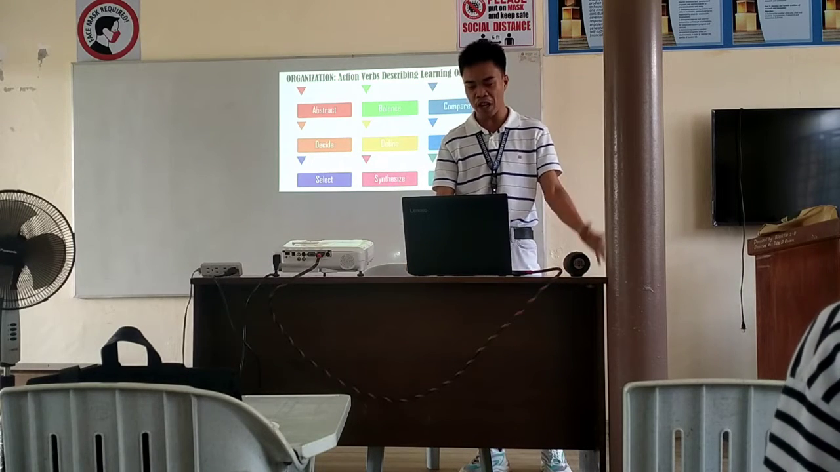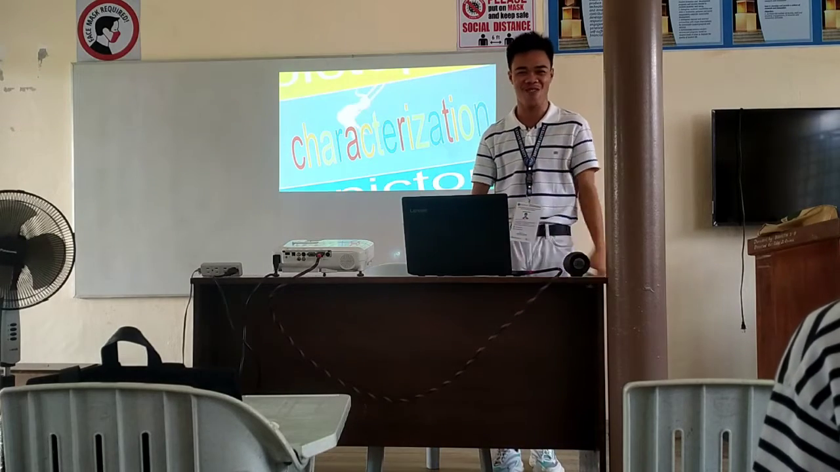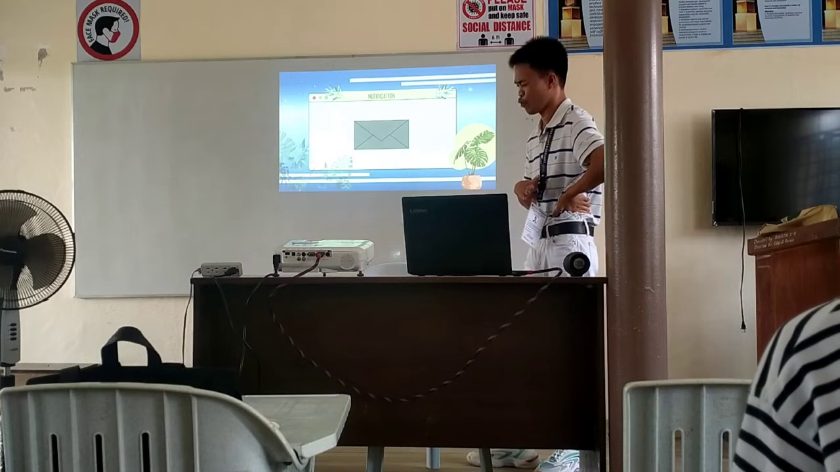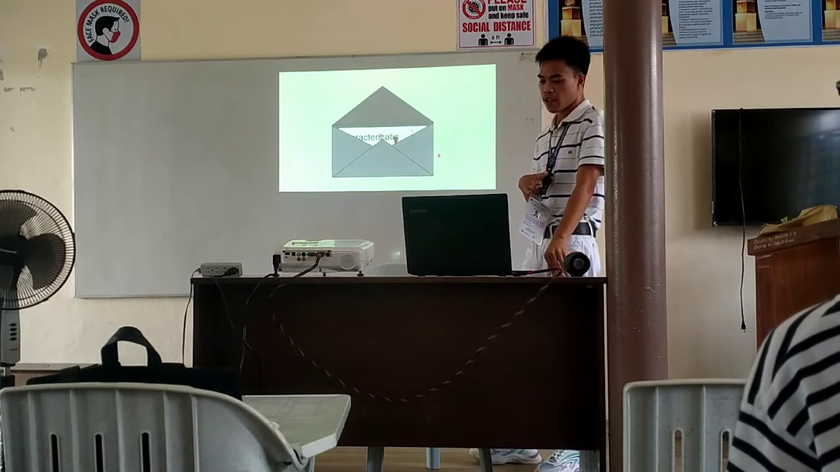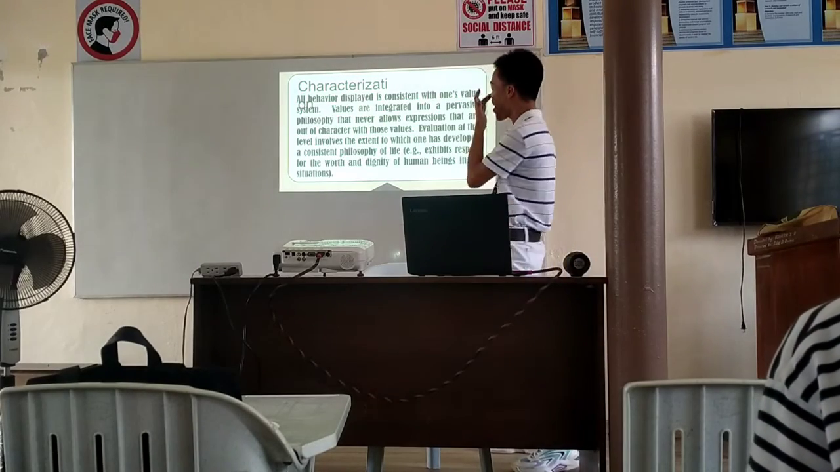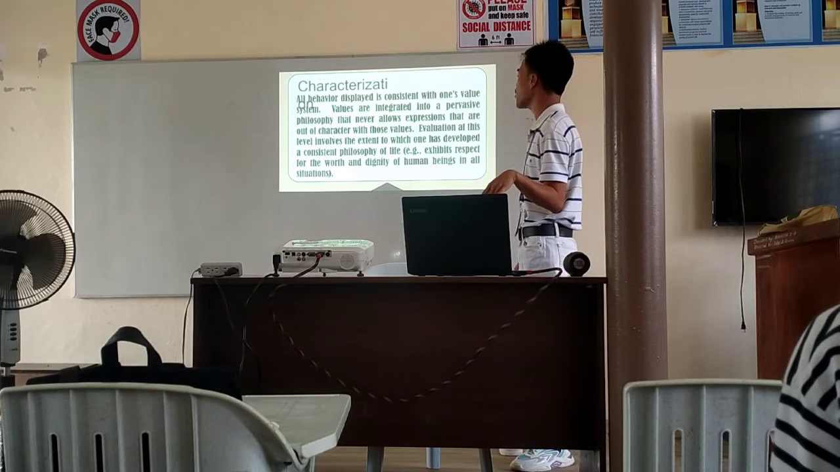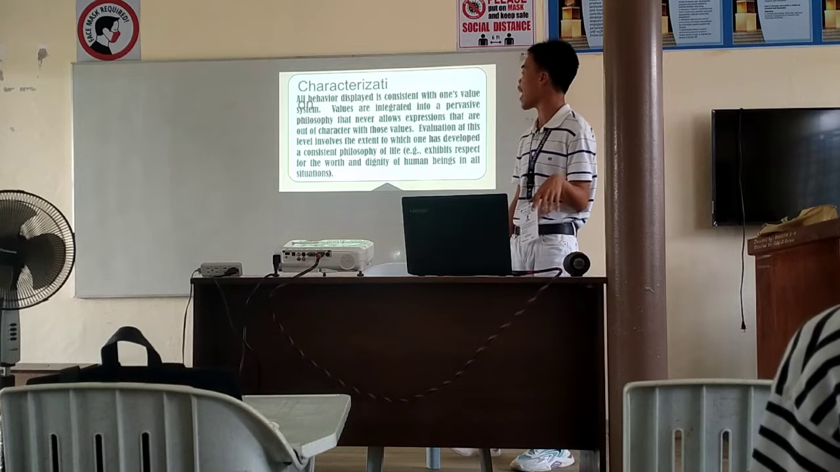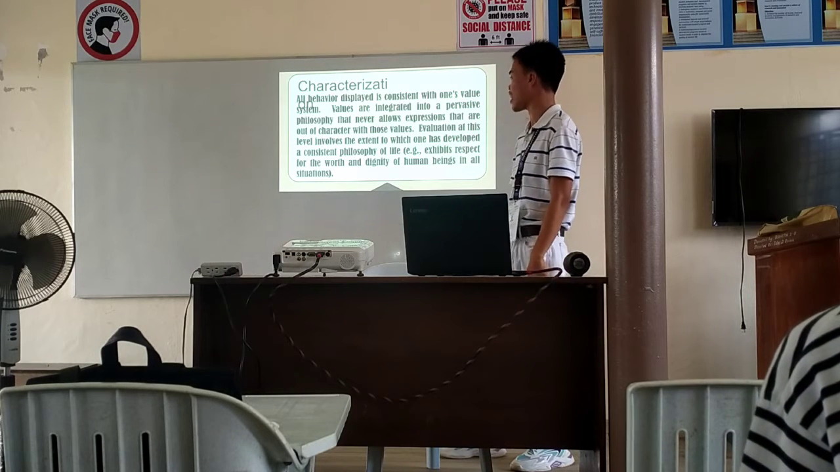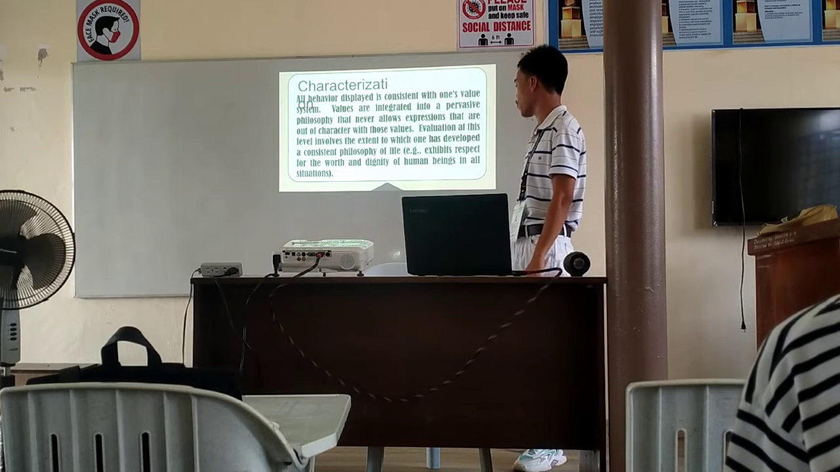The highest level of the affective domain is characterization. So the next level, the highest level, is characterization. Characterization: all behavior displayed is consistent with one's value system. Values are integrated into a pervasive philosophy that never allows expressions that are out of character with those values. Evaluation at this level involves the extent to which one has developed a consistent philosophy of life. An example is to exhibit respect for the worth and dignity of human beings in all situations.